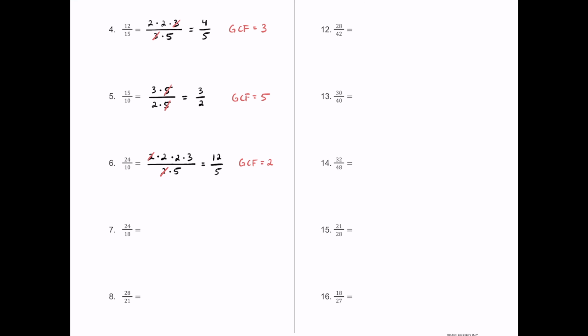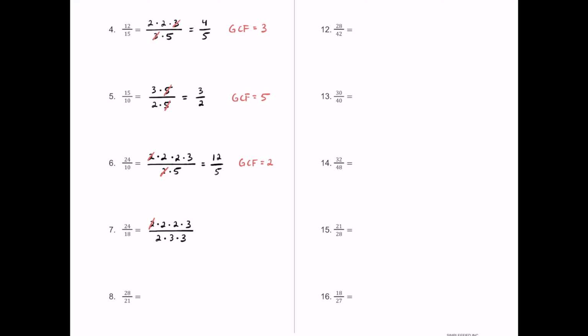For number 7, we have 24/18. Now, if you already know the prime factorization for 24 from number 6, feel free to just go ahead and copy it because it's the same prime factorization. After a while, when you practice these, they get easier since they're all the same. 18 breaks into 2 times 9, then 9 breaks into 3 times 3. So that's the prime factorization for 18.